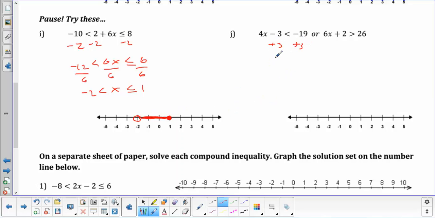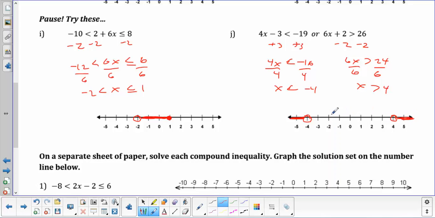Okay, this one over here. Add the 3 first. 4x is less than negative 16. Divide by 4. We get x is less than negative 4. Over here, subtract the 2. We get 6x is greater than 24. Divide by 6. X is greater than 4. Last thing we've got to do, plot these at negative 4, open circle, less than, going to the left. At 4, open circle, greater than, going to the right. Everything in between them, including the values, is not going to work.